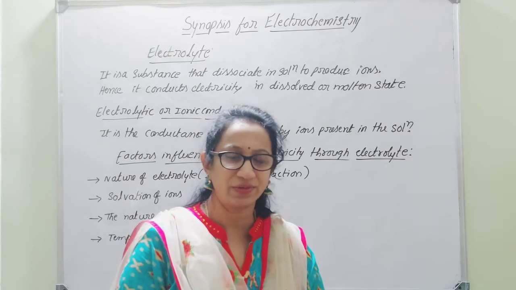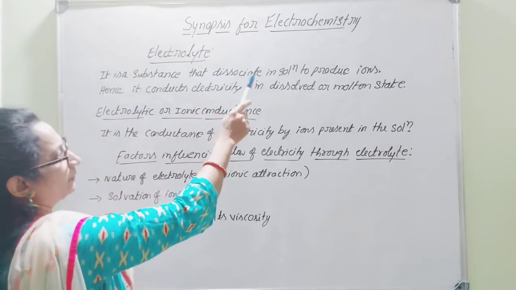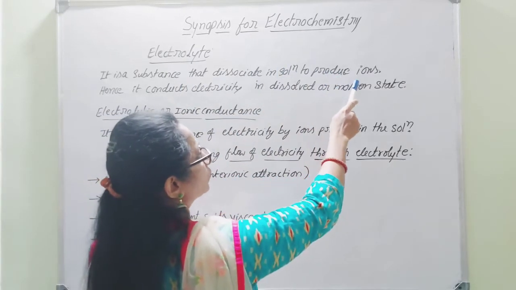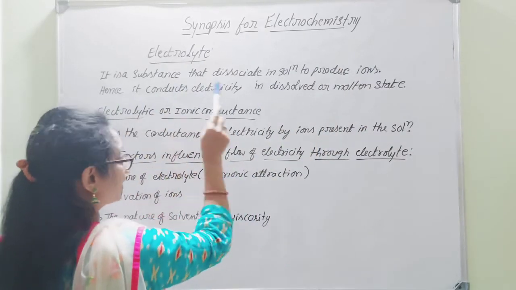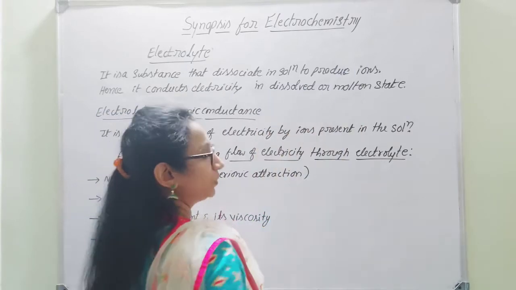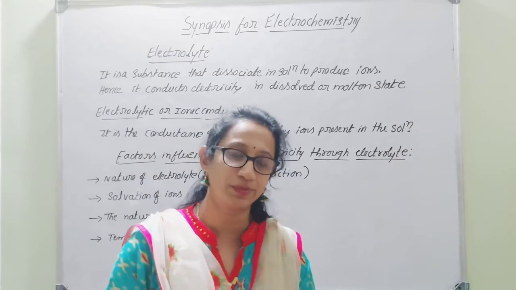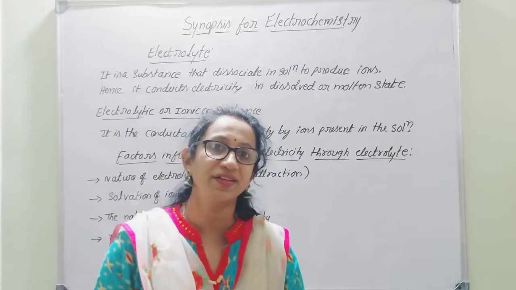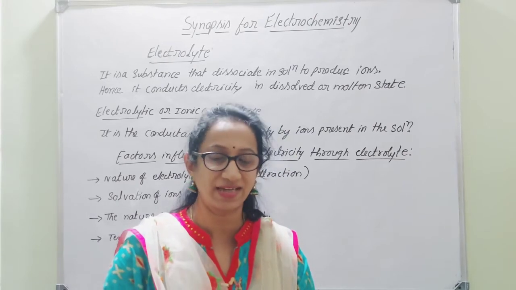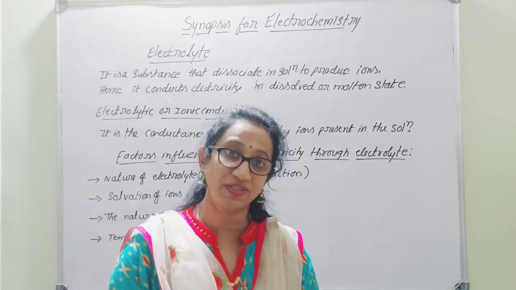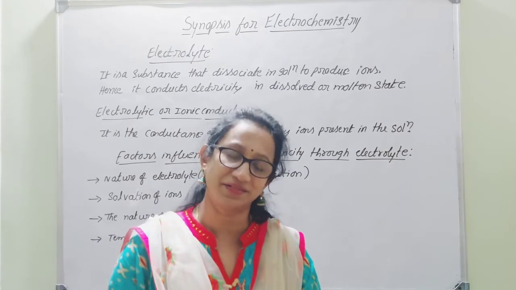So here electrolyte can be defined as a substance that can be dissociated in solution to produce ions. Hence it conducts electricity in dissolved or the molten state. Whenever you consider any substance which conducts electricity, the reason for that is the formation of ions, that is cations and anions. Therefore, an electrolyte is a substance which can dissociate to give the ions, which are causing the electricity.